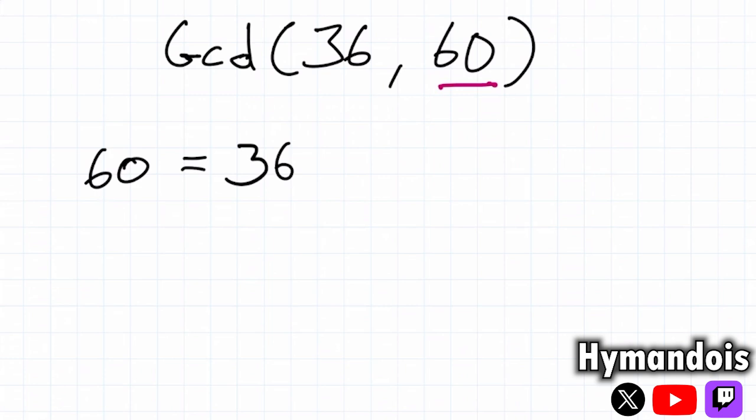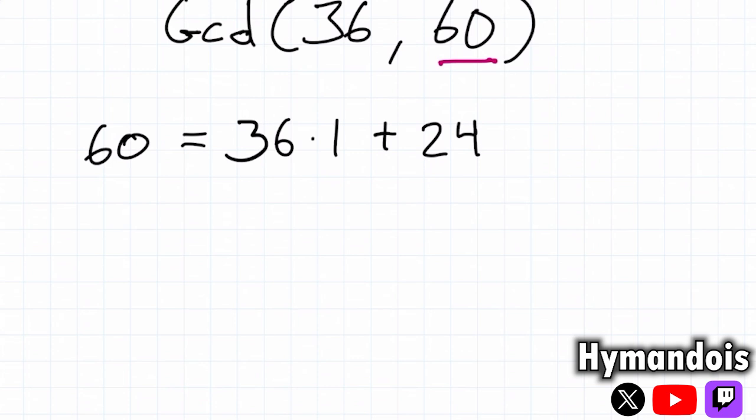Now 36 goes one time into 60 and then there's a remainder, right? So we times 1 and then plus, how much is the remainder? Well, it's 24 if you calculate 60 minus 36. Now to follow the algorithm, we have to do one step to the left.